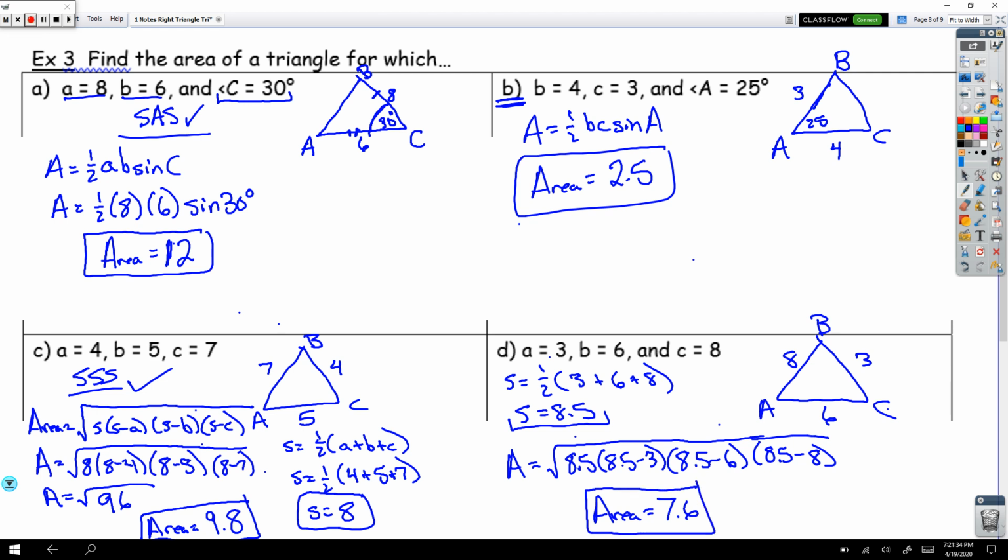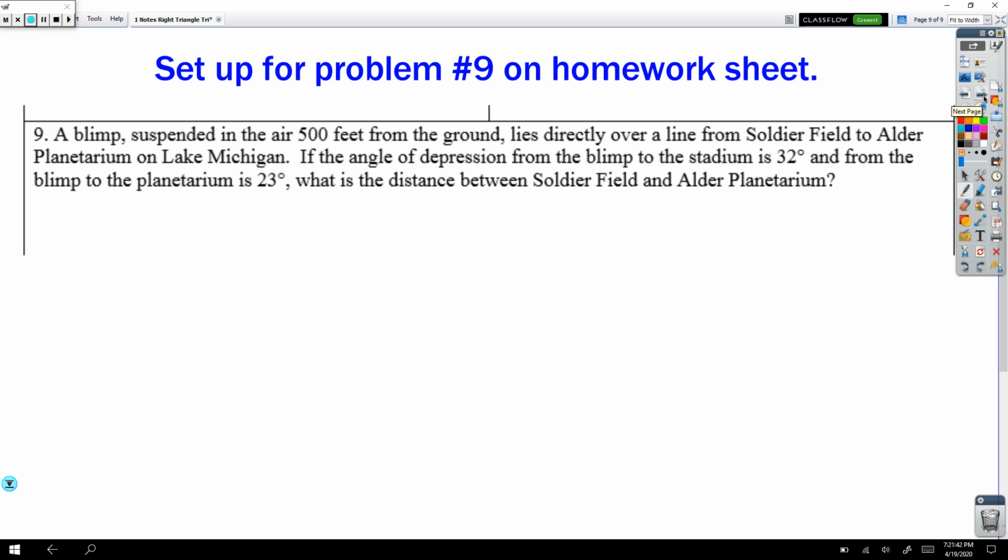Alright, so that's it for the notes. There is one thing I wanted to show you real quick, and that has to deal with those of you who are going to look at the homework sheet. This is the sheet that you can print out and do separately. This is on the Delta Math, but I just wanted to help you set up problem number 9 from the homework sheet that's posted below this video. So it says a blimp suspended in the air 500 feet from the ground lies directly over a line from Soldier Field to Alder Planetarium on Lake Michigan.